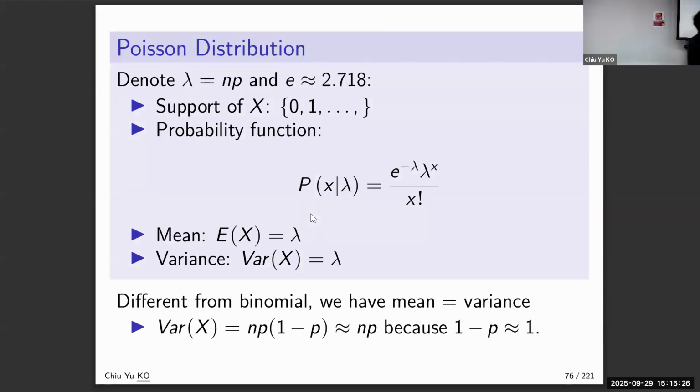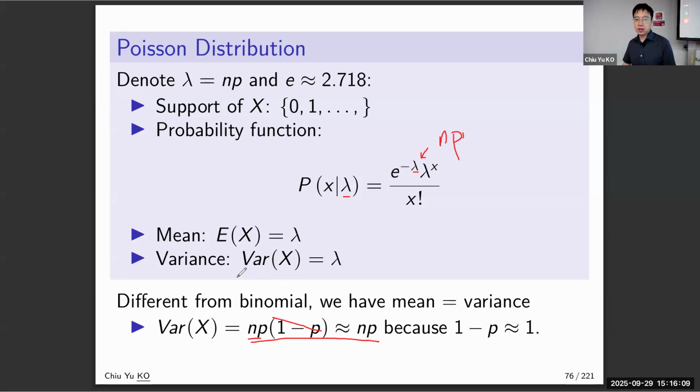So here we have the formula. Instead of np, we call it lambda. Lambda is what we call the rate, how many people would come per unit of time. So lambda is np. Remember, np is, on average, how many people would come per unit of time, because you use the time. And very interestingly, different from binomial. Remember, binomial variance is np times 1 minus p, and p is very small, so that's why the p is gone.